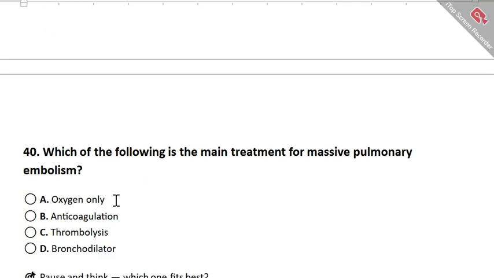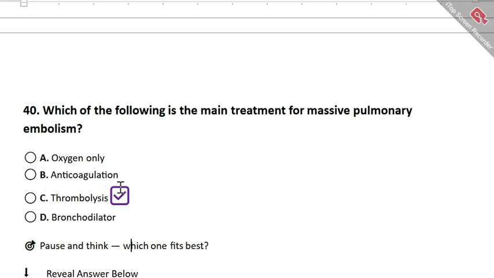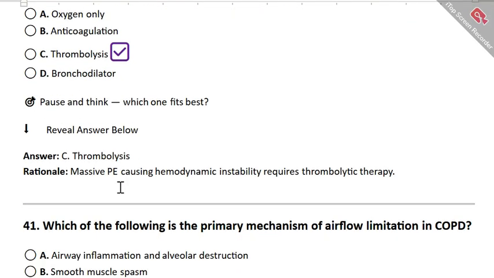Question number 40. Which of the following is the main treatment for massive pulmonary embolism? The correct answer in this scenario is option C, thrombolysis. Let's move to the next question.